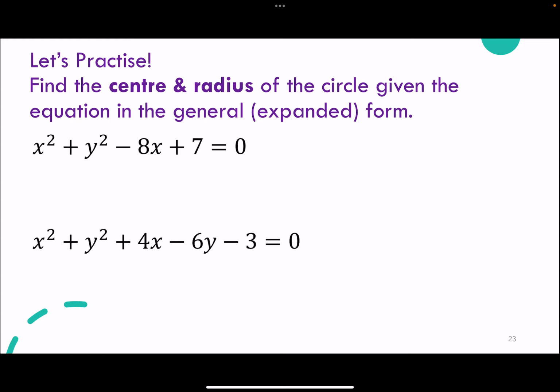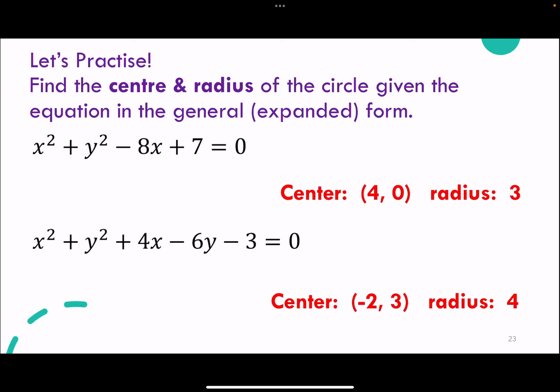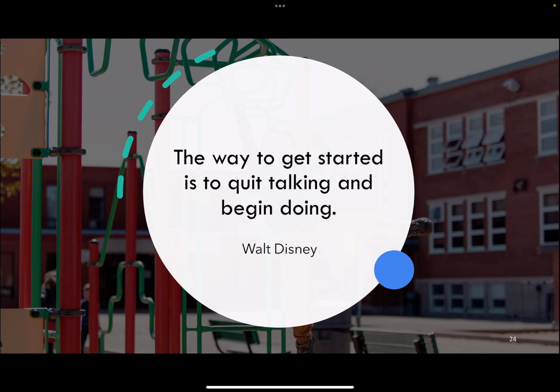So let's practice a couple more questions. This time around, I'm just going to give you the questions, and you may want to pause here and work it out before you play on the video to see the answers. Okay, hopefully you have already done that. So now, let's check your answers. For the first one, your center will be (4, 0) and the radius is 3. And for the second one, the center is (negative 2, 3) and the radius is 4.